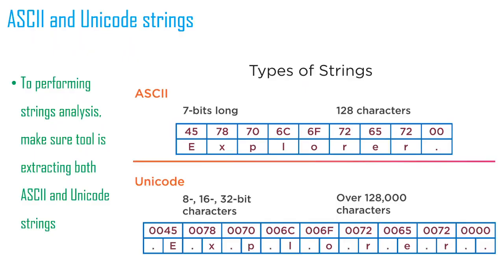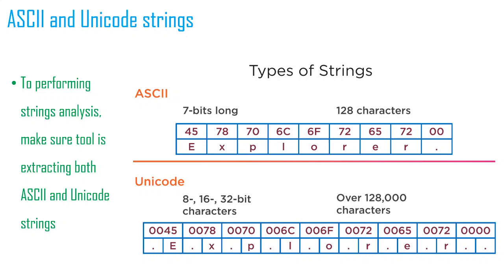Before entering into string analysis, we have to study what ASCII and Unicode strings are. There are two main kinds of strings: one is ASCII, which you all know about, and the second is Unicode strings. To perform string analysis, we have to get some tools from the internet and use that tool to extract the strings from the malicious file. We have to make sure the tool extracts both ASCII and Unicode strings.